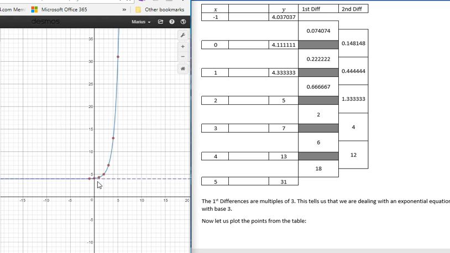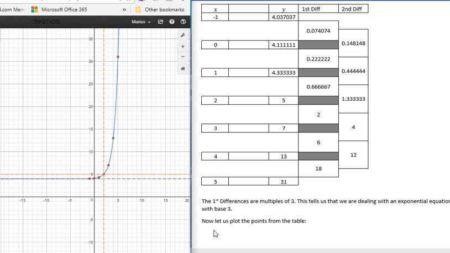Now, the first point where the graph is 1 up from 4 is when y equals 5, and x for that value is 2. So that tells us that the graph is actually shifted up by 4 and by 2 units to the right.